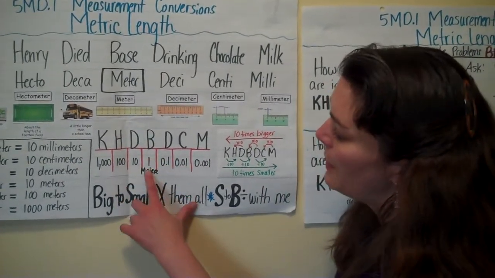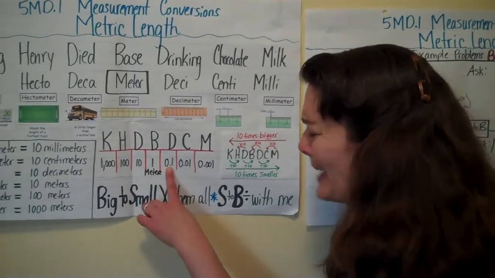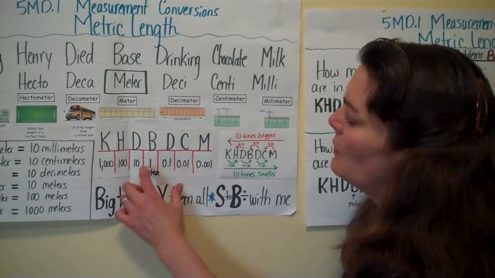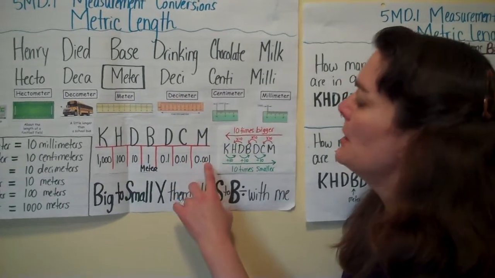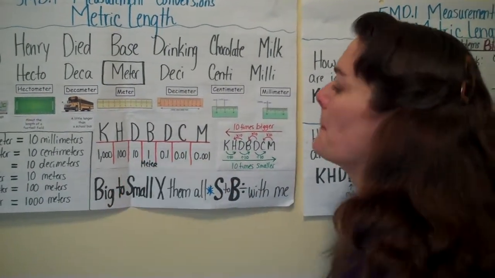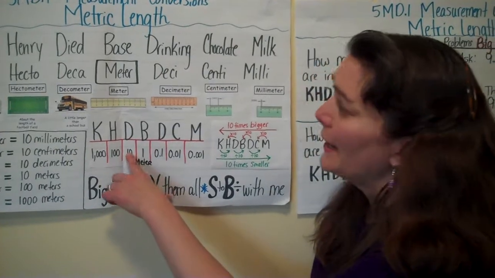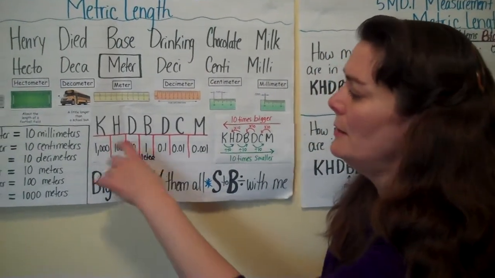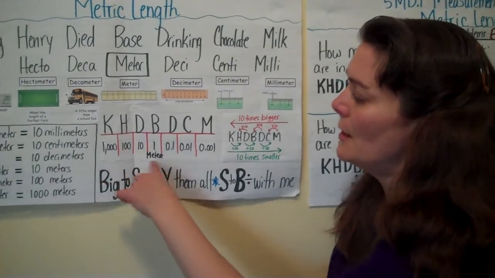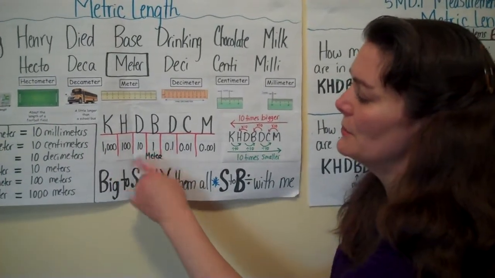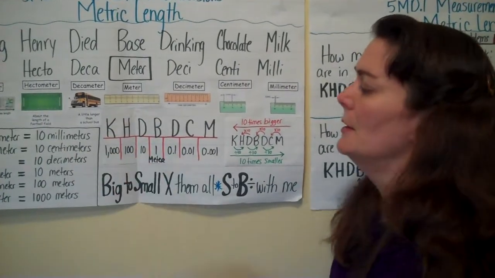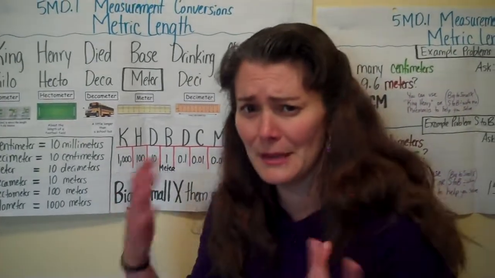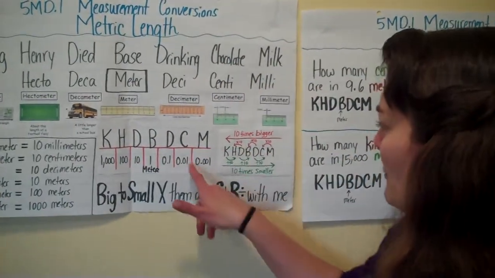So if we have a meter that represents 1, a decimeter would be 1/10 of that meter, a centimeter would be 1/100th of that meter, and a millimeter would be 1/1,000th of that meter. If you were looking at decameters, there would be 10 to 1. Hectometers would be 100 to 1, and then kilometers would be 1,000 to 1. So there are 1,000 meters in a kilometer, or there are 100 meters in a hectometer. So that kind of helps you to make that association in your head.